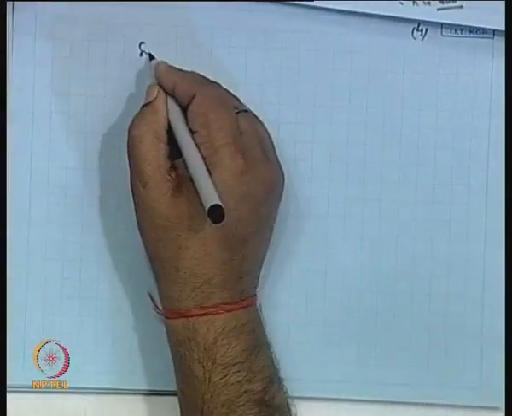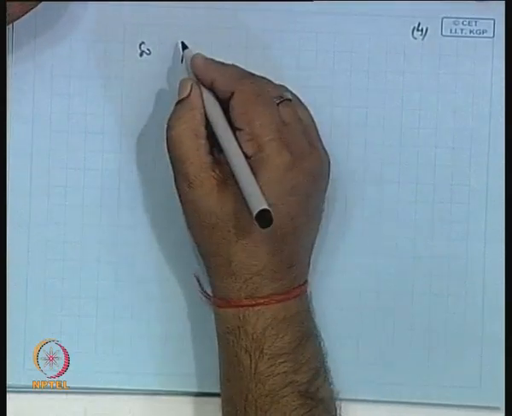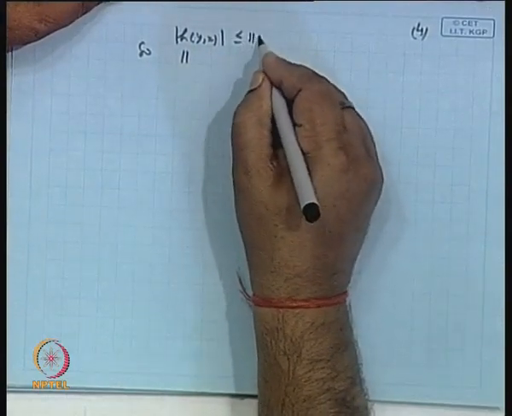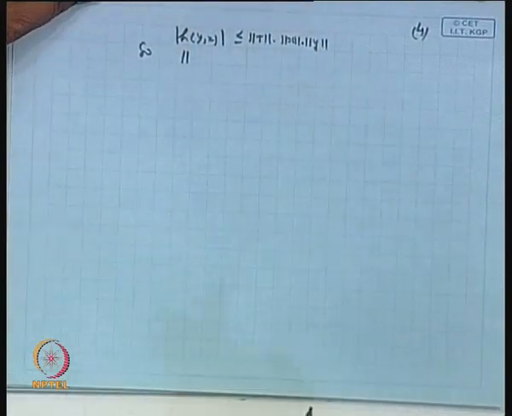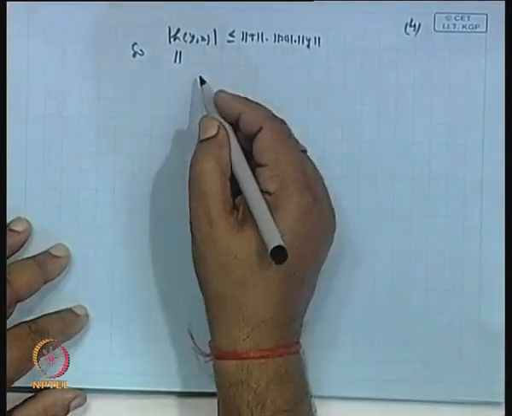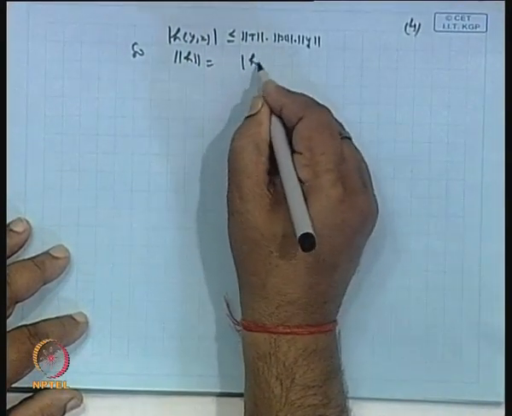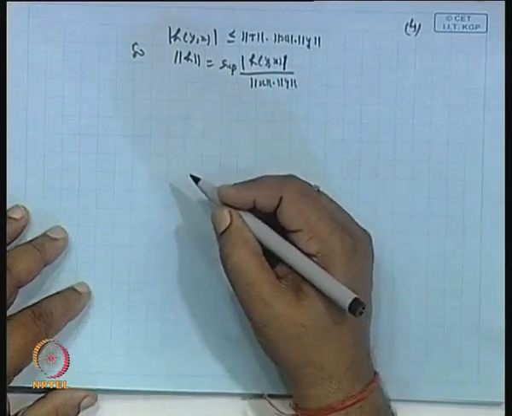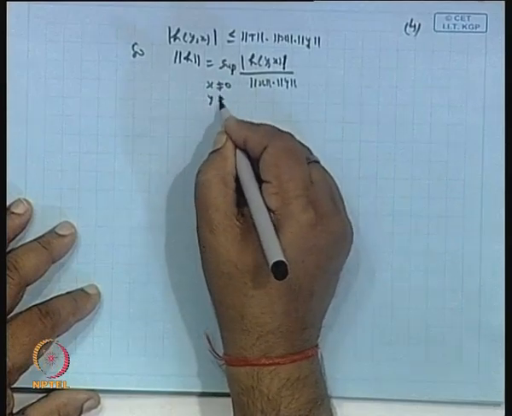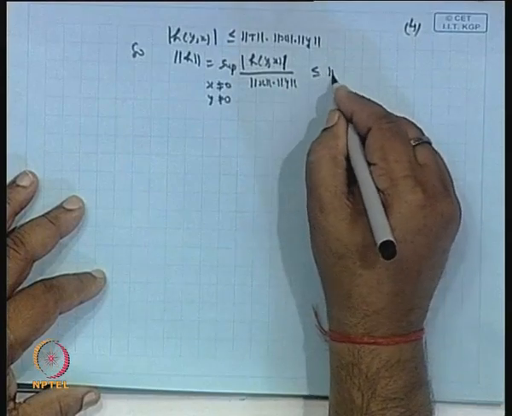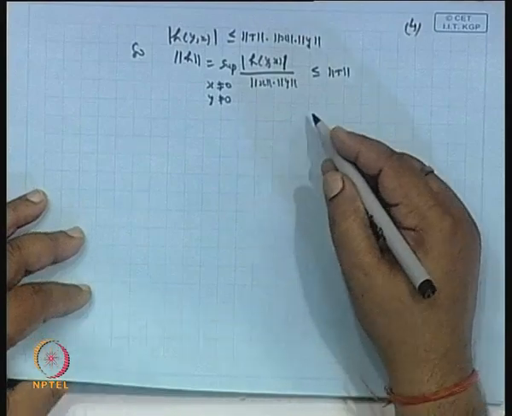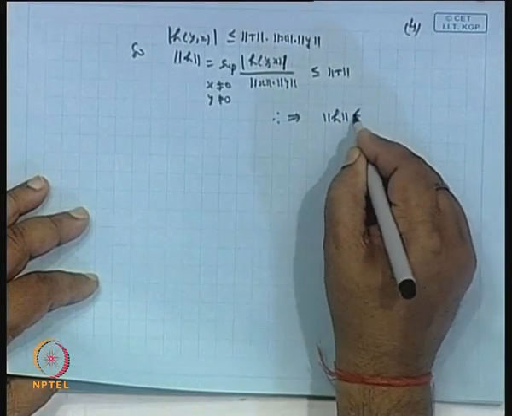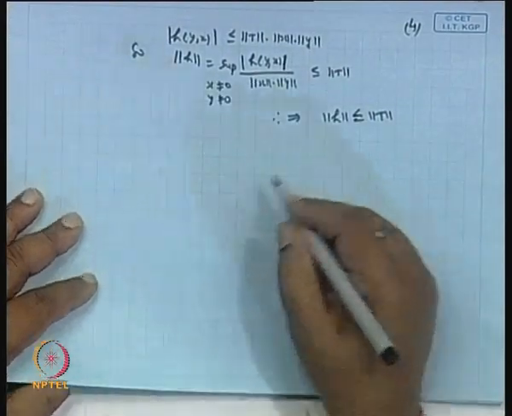So, what we get is the norm of h. If I take h of (y, x), the modulus of this is less than or equal to norm of T, norm of x, norm of y. Is it okay or not? Now, this norm of h is equal to the supremum of the modulus of h(y, x) over norm of x into norm of y, taken over x not equal to 0, y not equal to 0. But when you divide, it is less than or equal to norm T. So, what we conclude is that the norm of h is less than or equal to the norm of T. Is it okay?